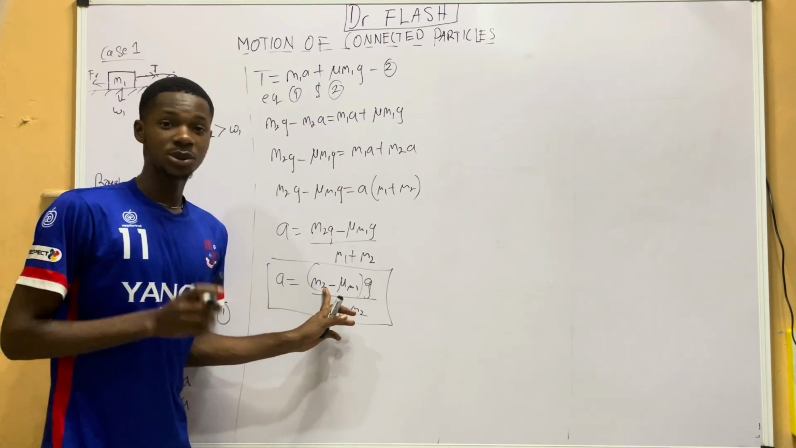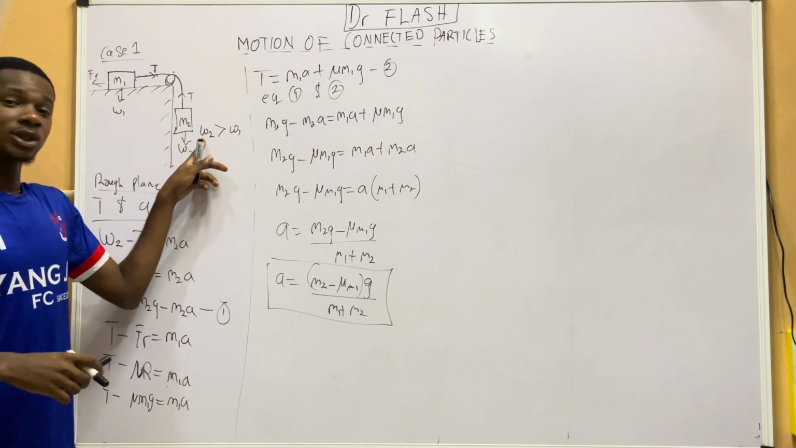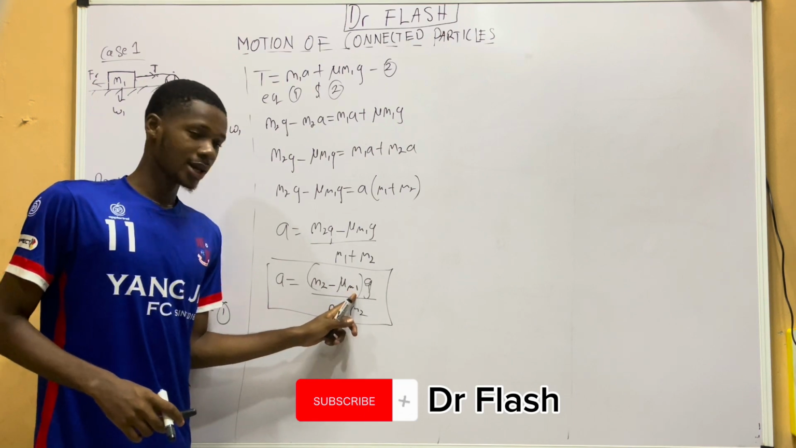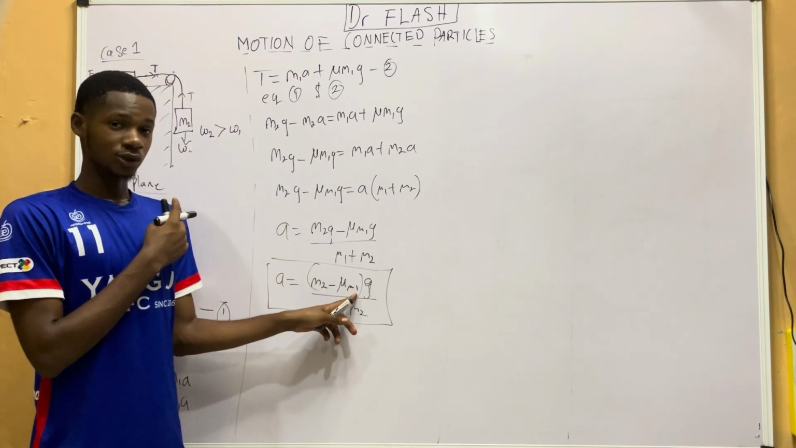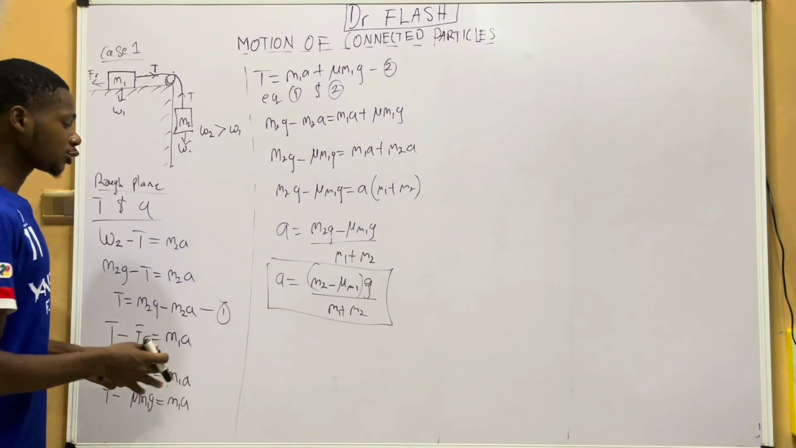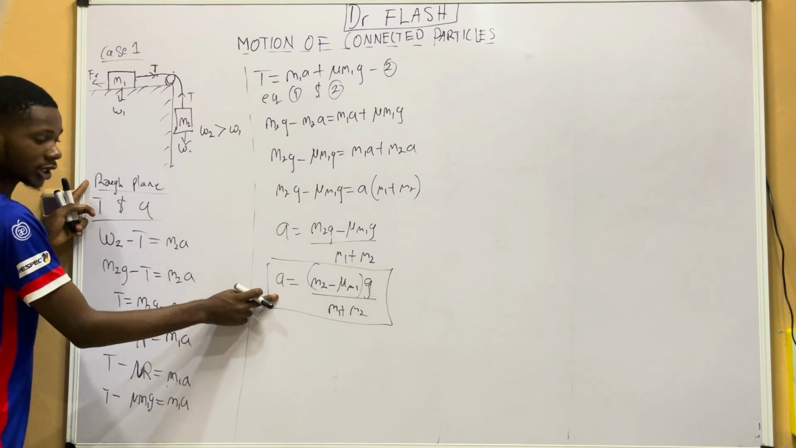The mass m2, which is the bigger mass, in this case m2 is greater than m1, or w2 is greater than w1, subtracting the coefficient of friction times m1, which is the mass resting on the horizontal plane, multiplying everything by gravity divided by the total mass. That is how it is being solved. So remember, this one I just solved for is for a rough plane.